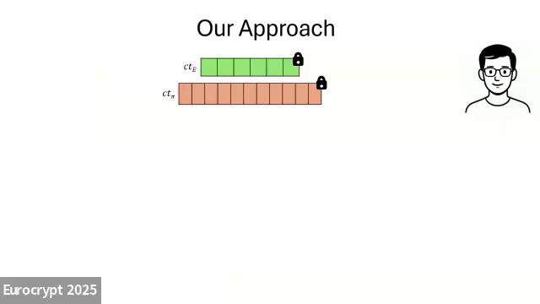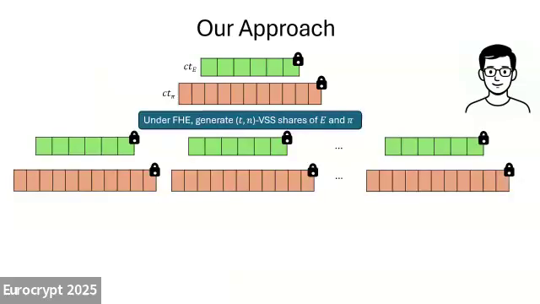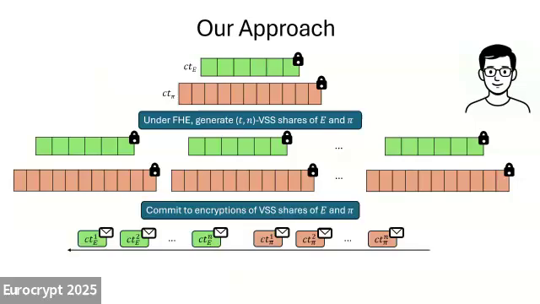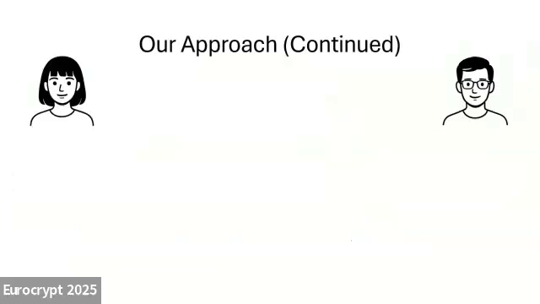So now, as we discussed, we generate VSS secret shares under FHE of the encoding and the PCPP proof. And then we commit to these shares and give them to Alice. Now notice that for the commitments for the PCPP proofs, we make use of vector commitments because we want a succinct communication protocol.